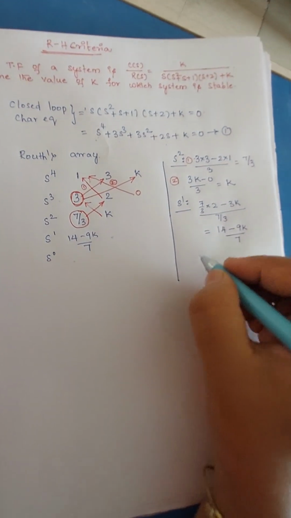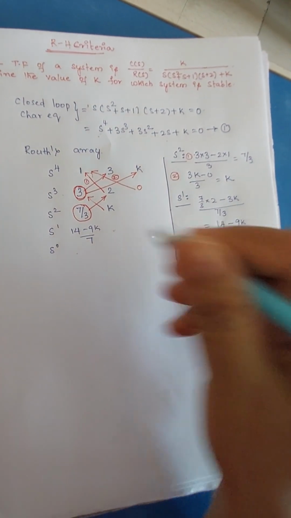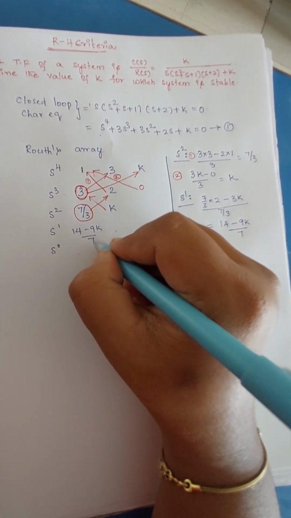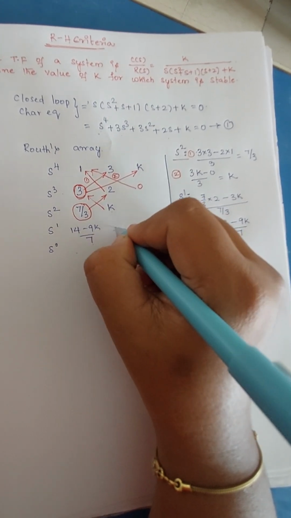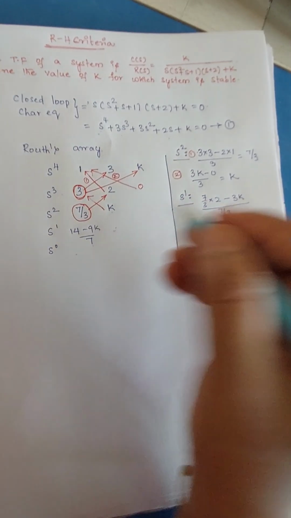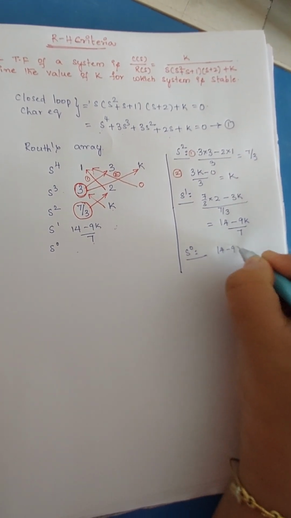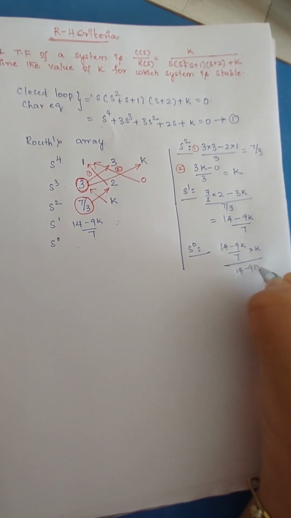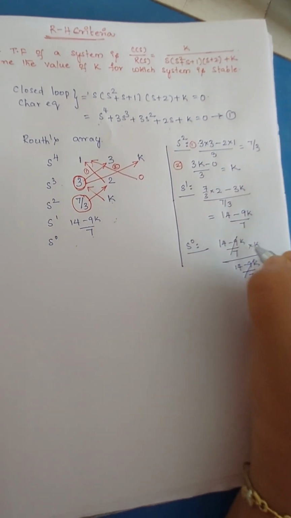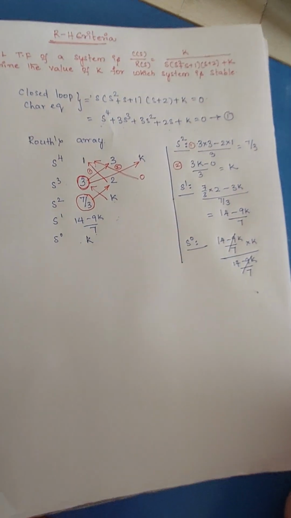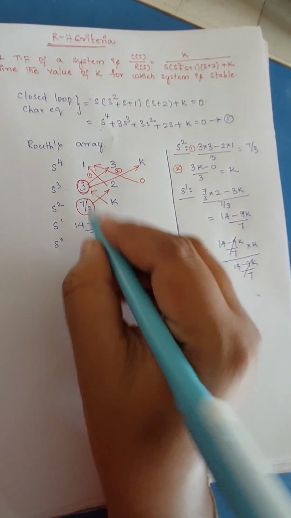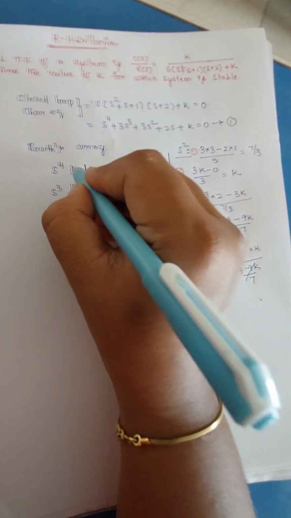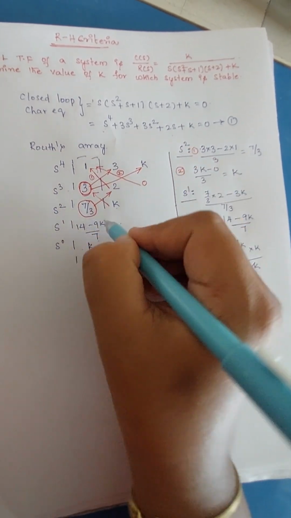Now coming to the same format, the s power 0 row. Here we don't have any other element. So this is 14 minus 9k by 7 into k minus 0, divided by this term. That is, 14 minus 9k by 7 into k divided by 14 minus 9k by 7. This term and this term cancel each other, and we are going to have only the term k. So now this is the first column of the Routh's array.